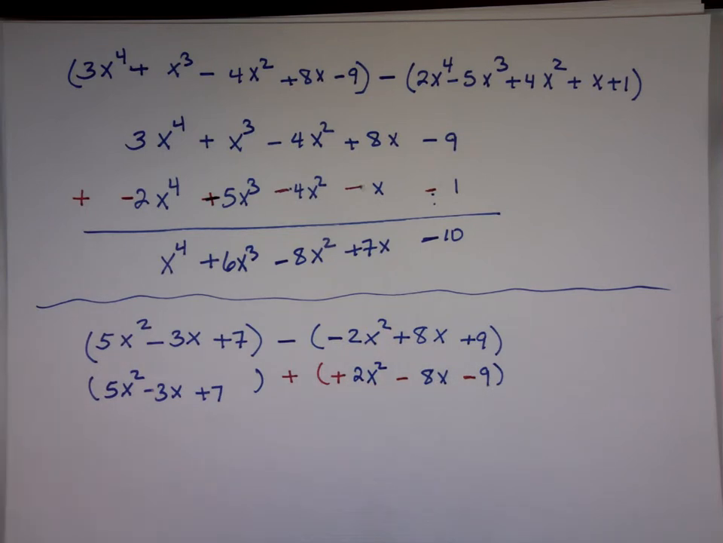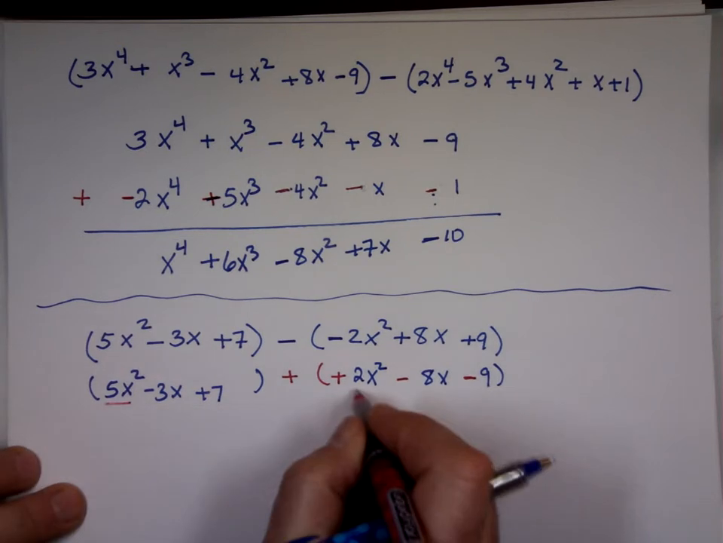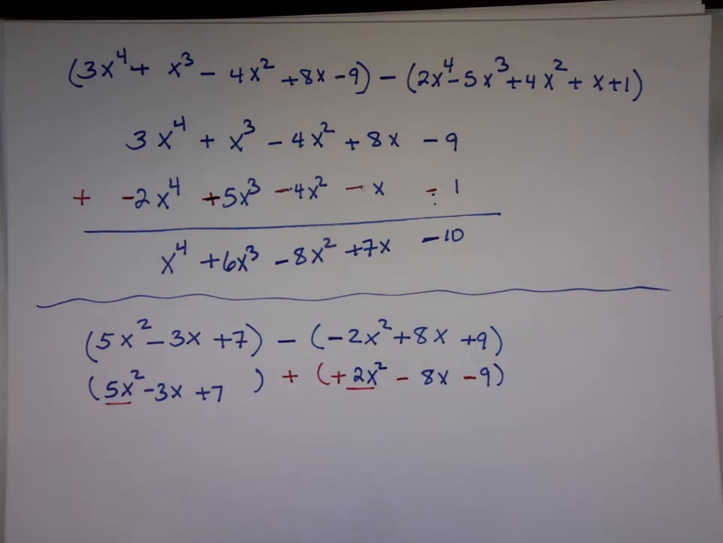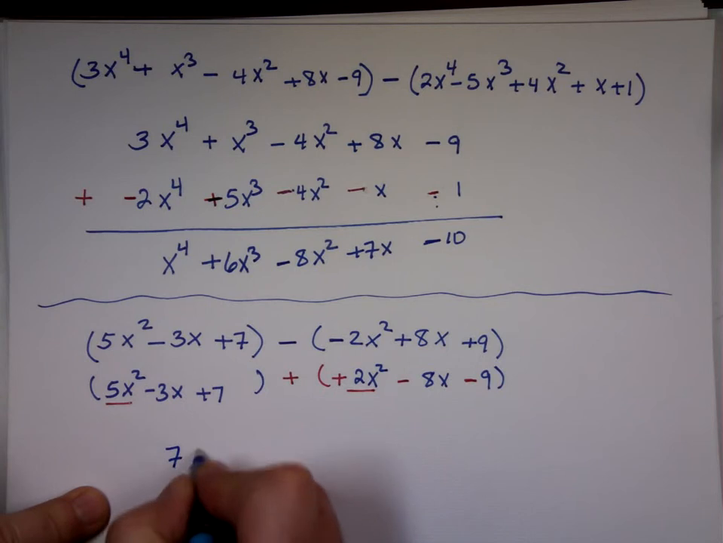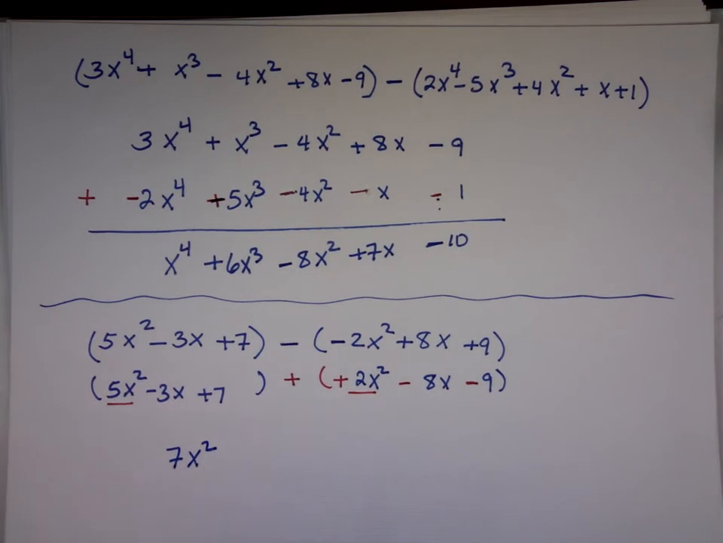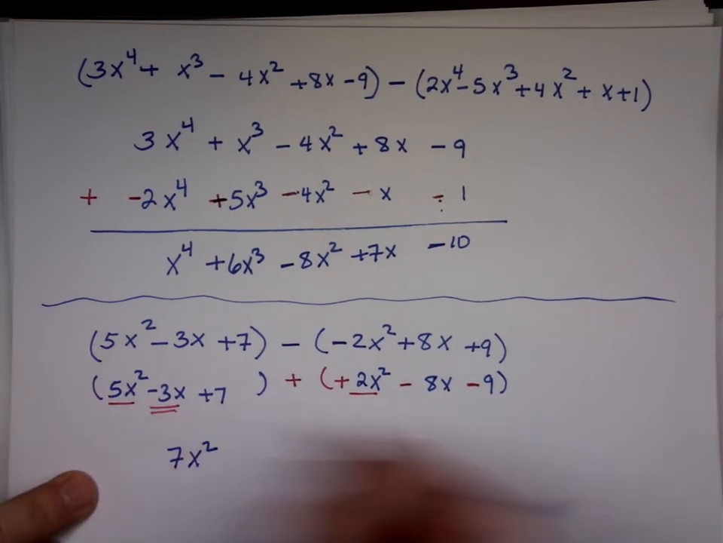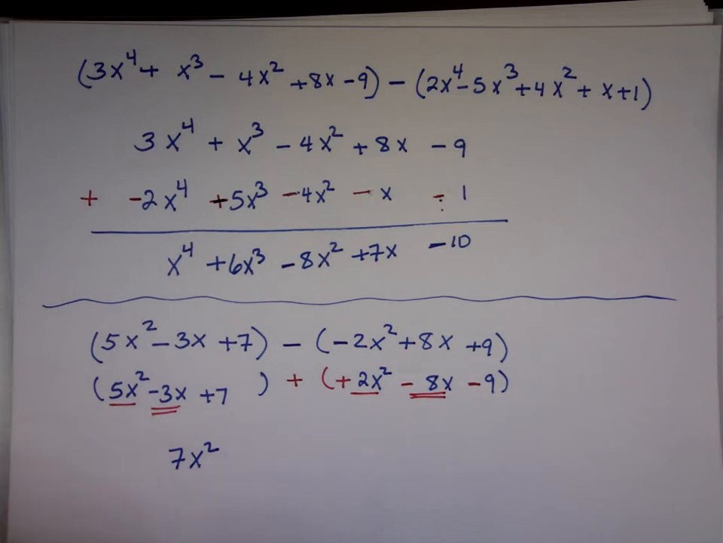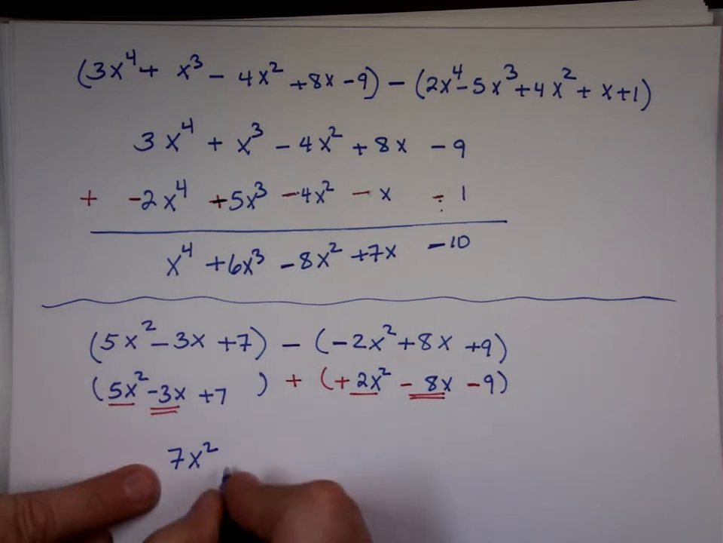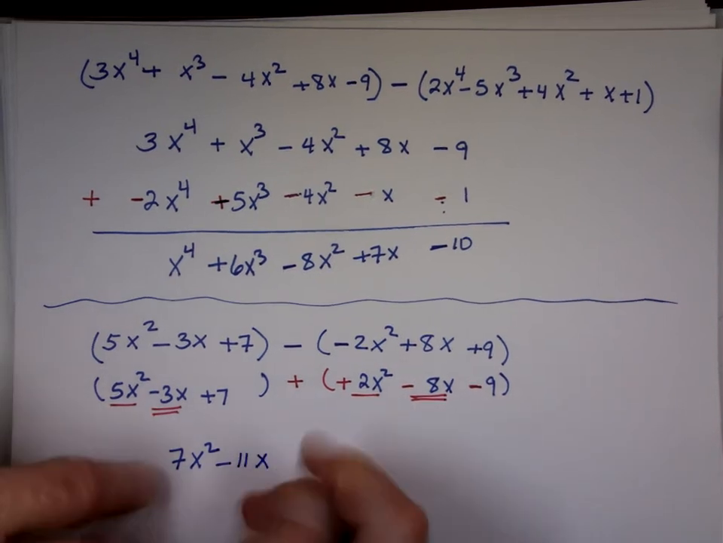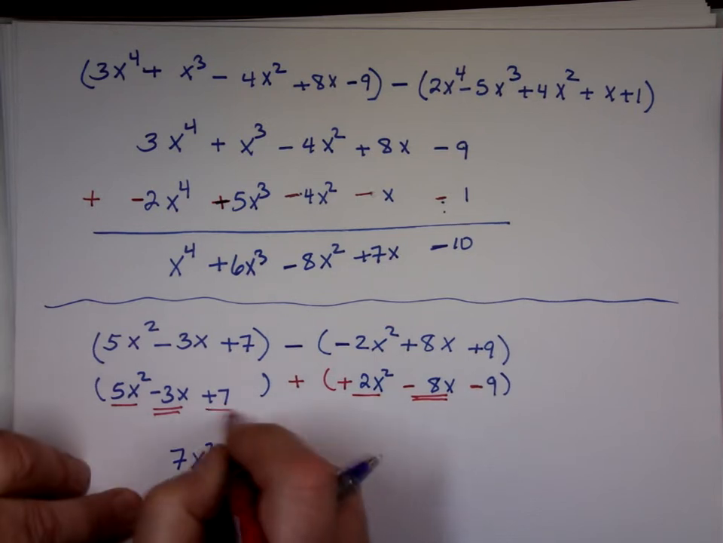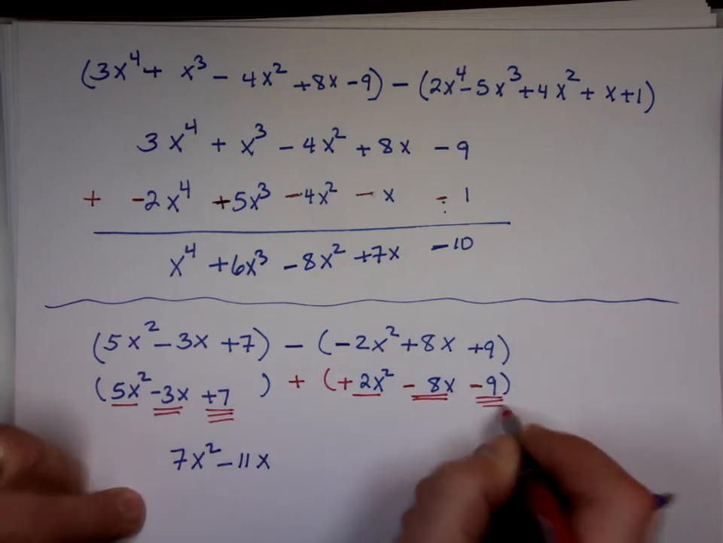And like terms again. 5 and 2 is what? 7x squared. Negative 3x, negative 8x. And plus 7 minus 9, negative 2.